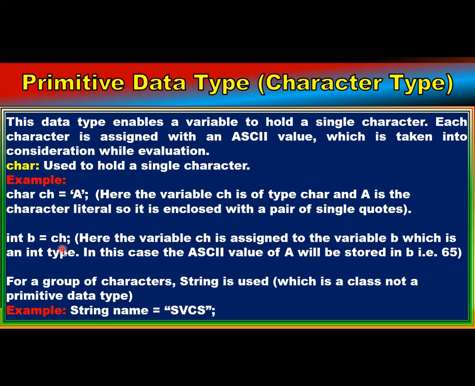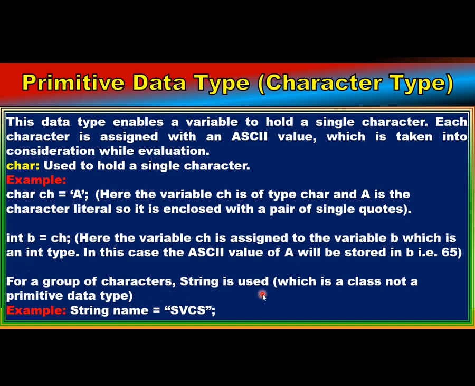Next is int b = ch, means we are storing a character variable in an integer variable. So now the question is, what will be stored in the variable b, as b is an integer type variable. So here the ASCII value of the character will be stored in b. Now inside ch the capital A is there, and what is the ASCII value of capital A, that is 65. So 65 will be stored in b.